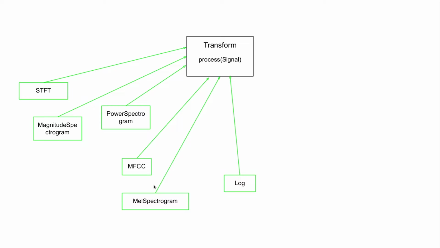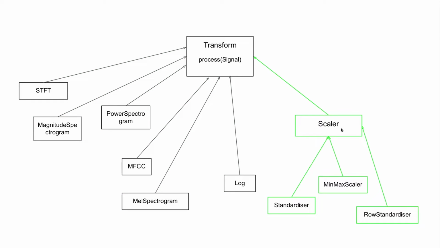Now, we also have scalers. There's a Scaler base class which inherits directly from Transform. In other words, a scaler is a transform. And then we have a bunch of concrete scalers: Standardizer, which applies z-score normalization, min-max normalization, called MinMaxScaler, and a RowStandardizer. If you want to know the difference, for example, between Standardizer and RowStandardizer, or have more information about the implementation, just go check out the code and the documentation.